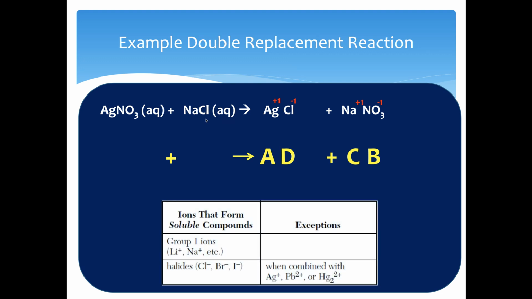Which one is the precipitate? Well, sodium is always soluble. Therefore, it will never be part of a precipitate. So NaNO3 will remain aqueous. Chloride is usually soluble. However, it's bonded with one of the exceptions, and since silver chloride is insoluble, that will be the solid precipitate, where the soluble sodium nitrate will be aqueous. And that's a double replacement reaction.